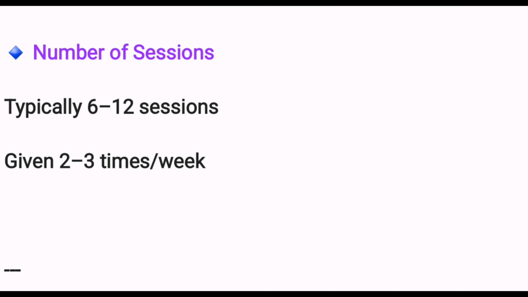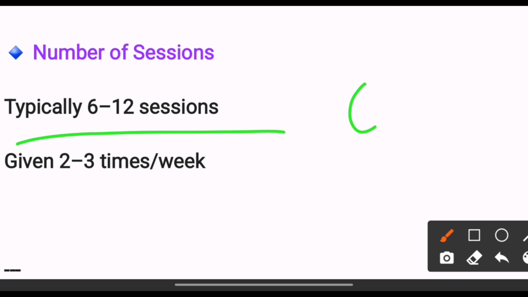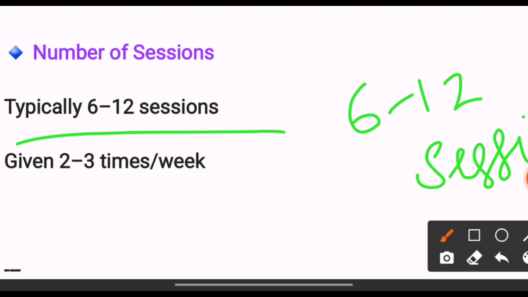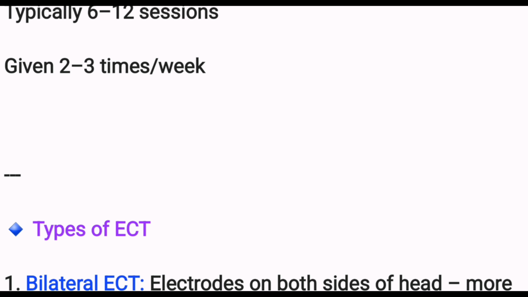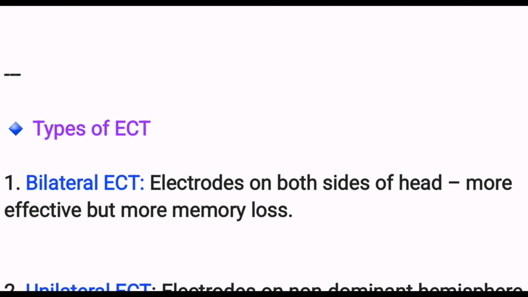Number of sessions. Typically, we give 6 to 12 sessions for patients, or if the patient is more severe, then we give the patient ECT 2 to 3 times per week.